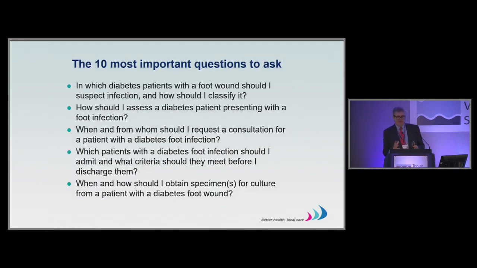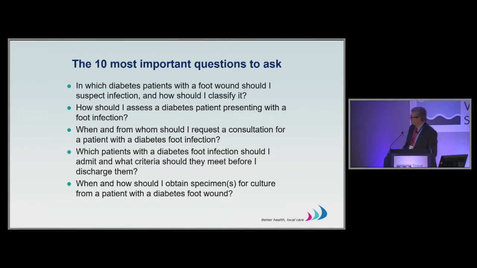So we came up with some questions, looking at the 10 most important questions, and we thought we'd split them into 5. So there's 5 here, and we'll go through and have a little conversation around these, and there's another 5. So the first question was, in which patients with a foot wound should I suspect infection, and how should I classify it? How should I assess a diabetes patient presenting with a foot infection? When and from whom should I request a consultation with a patient with a diabetes foot infection? With patients with a diabetes foot infection, should I admit them, and what criteria should they meet before I discharge them? And then how and when should I obtain a specimen for culture?